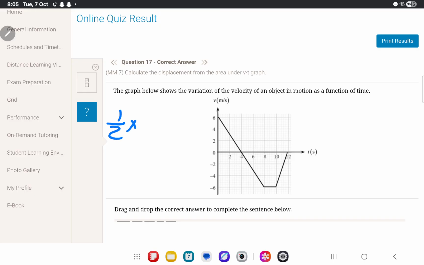Half times base. The base is from 0 to 4. So half times base times height. The height is 6, so this will be 12. Right? For this part, it's 12. Now for this part, it's a trapezoid.